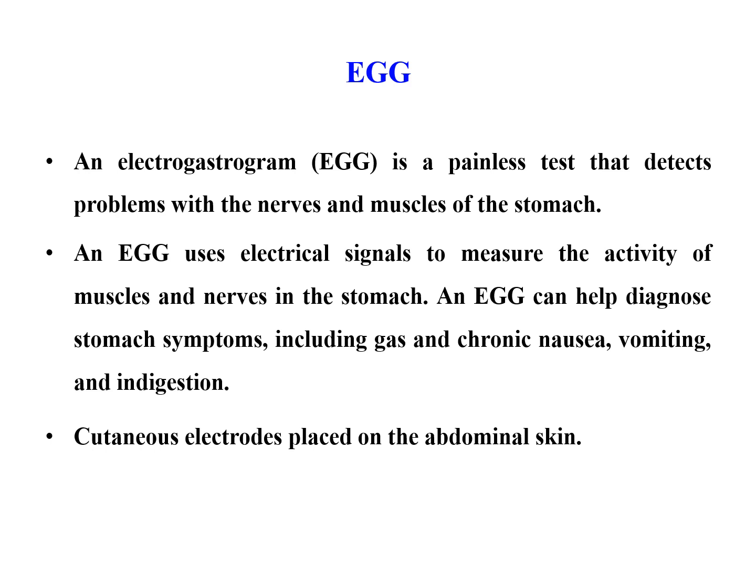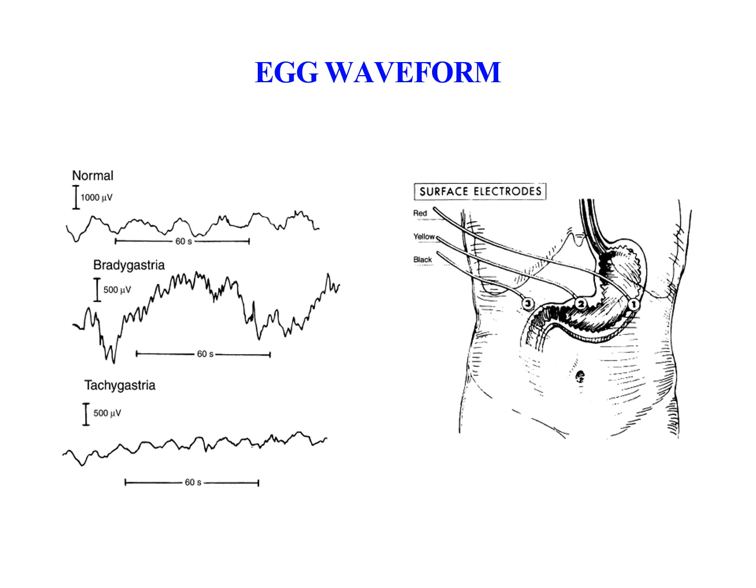Next one is electrogastrogram, EGG. The electrogastrogram is a painless test that detects problems with the nerves and muscles of the stomach. The electrical signals measure the activity of muscles and nerves in the stomach. An EGG can help diagnose stomach symptoms including gas, chronic nausea, vomiting and indigestion. This is the surface electrogastrogram waveform. First one is the waveform of normal, bradygastria and tachygastria.